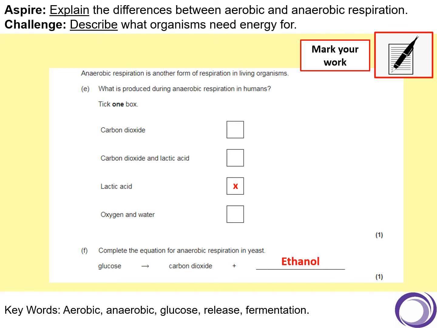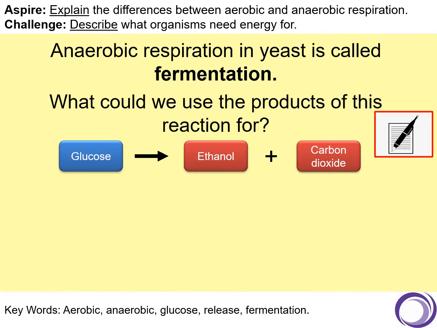So the answer to the first question is lactic acid is produced during anaerobic respiration in humans, and the equation for anaerobic respiration in yeast is glucose breaks down into carbon dioxide and ethanol. So anaerobic respiration in yeast is called fermentation. So what could we use the products of this reaction for? What can we use ethanol and carbon dioxide for? I'm going to give you 30 seconds to write down what you think. Off you go.